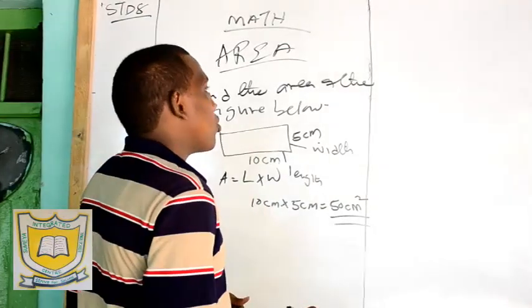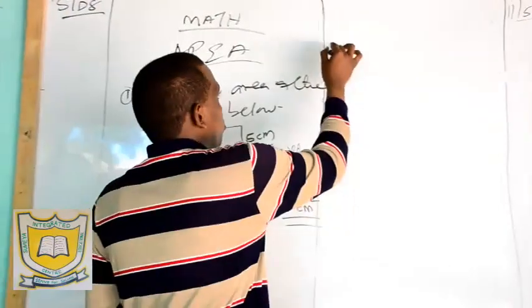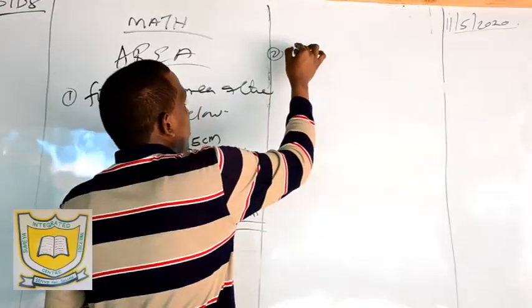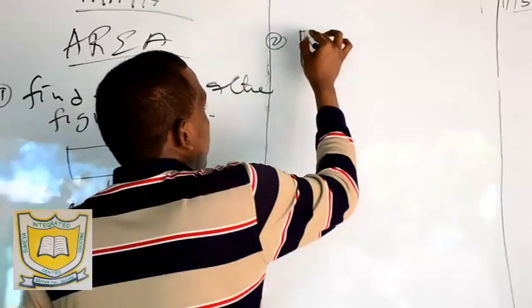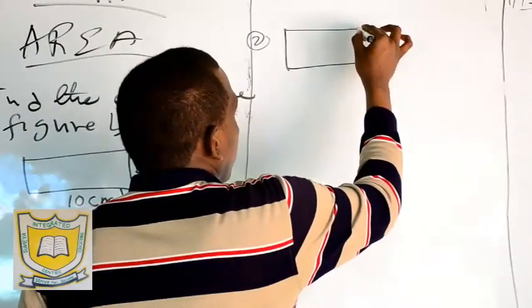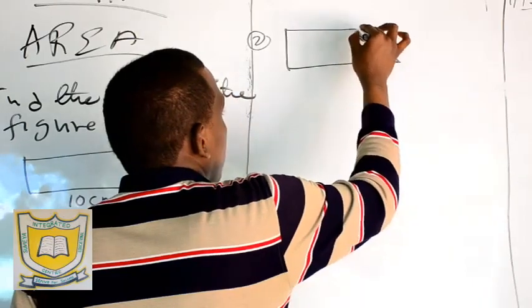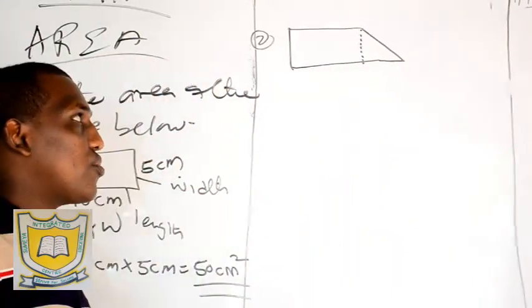We go to now question 2. You are told now to find the area. Still, we want to get the area of this figure.